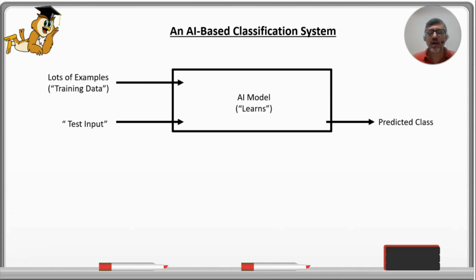Okay, go back to our old block diagram of an AI based classification system. ये है हमारा AI based classification system जहाँ एक मॉडल होता है, ट्रेनिंग एग्जाम्पल्स होती है, और फिर एक टेस्ट इनपुट को ये एआई मॉडल क्लासिफाई करता है. ये है हमारा एआई बेस्ड क्लासिफायर.